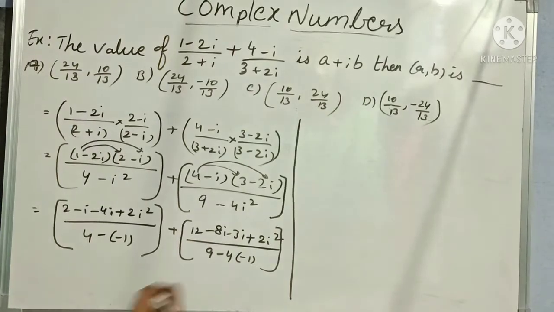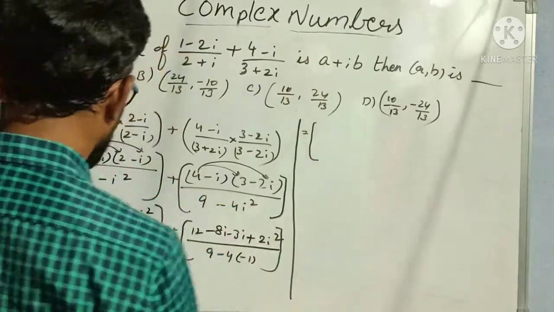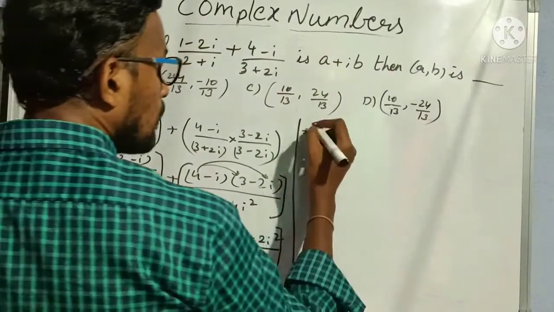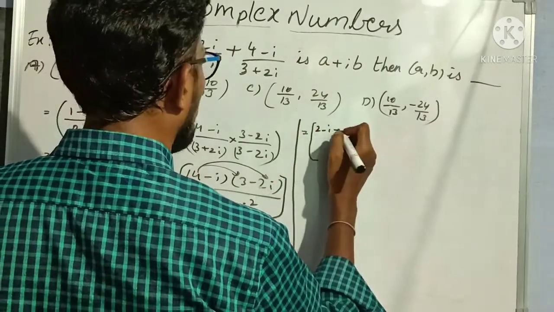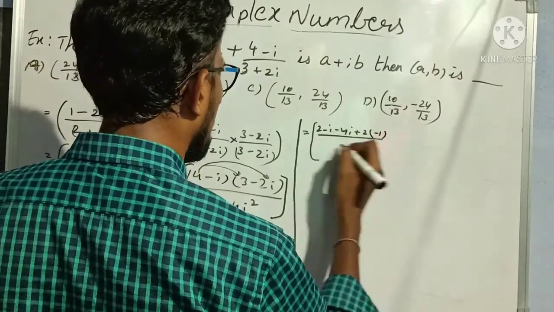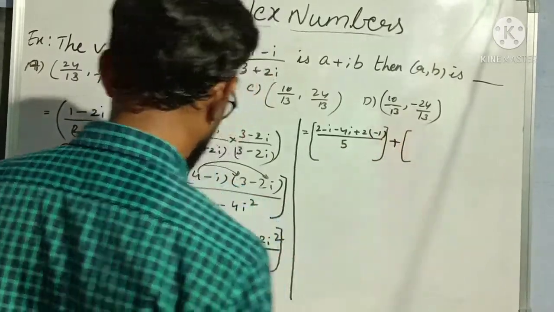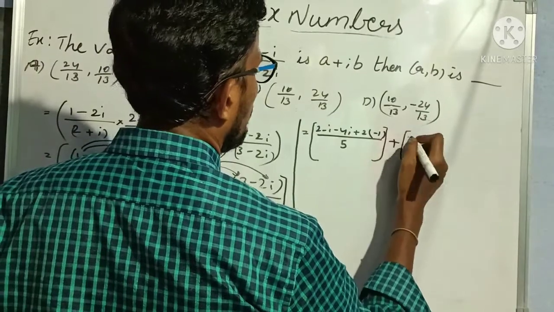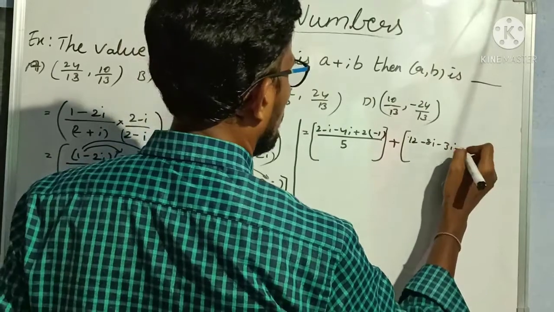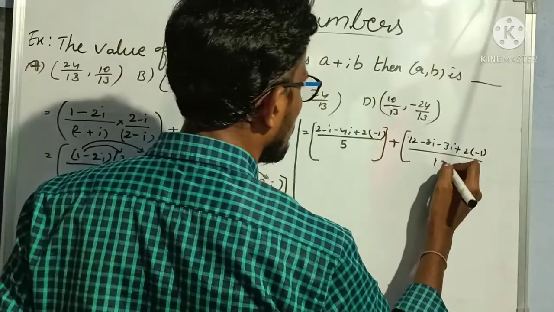Okay, so now let us simplify this. First let us substitute the i square value here. So 2 minus i minus 4i plus 2 into i square value, which is minus 1, by 4 plus 1, which is 5, plus, again, 12 minus 8i minus 3i plus 2 into minus 1 by again 9 minus of minus, plus 9 plus 4, which is 13.